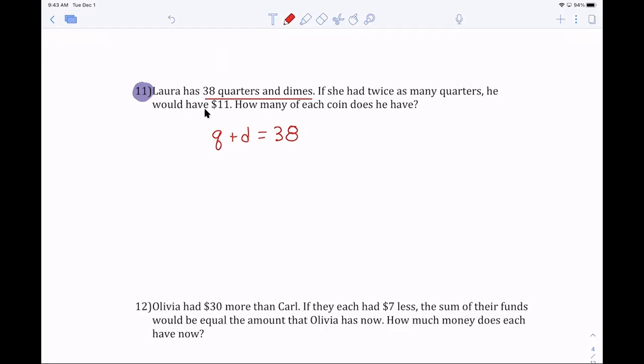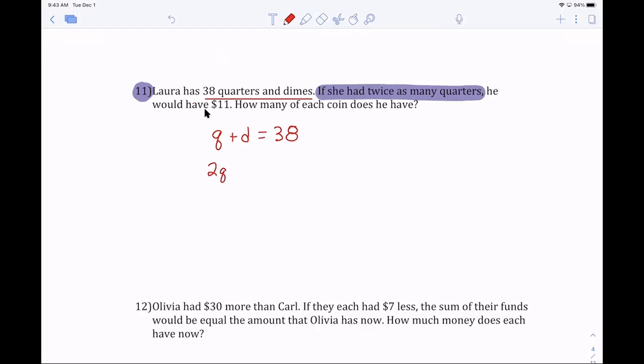Okay, now this one is a little bit trickier because it says, if she had twice as many quarters. So how many quarters does she have right now? We don't know, but we know Q stands for quarters. So twice as many is 2Q.